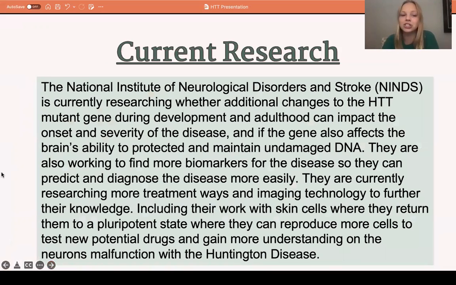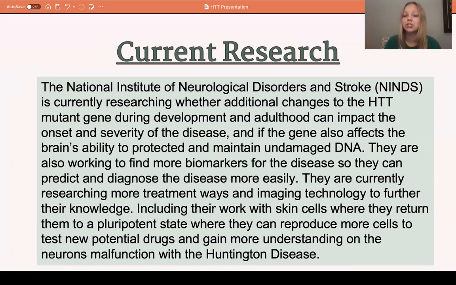So, current research, I looked up the National Institute of Neurological Disorders and Stroke, the NINDS, and they are currently researching whether additional changes to that HTT mutant gene during development or even adulthood can impact the onset or severity of the disease. They're also researching if the gene could affect the brain's ability to protect and maintain undamaged DNA, or if that's something that will continue on. They're working to find more biomarkers for the disease so that they can predict and diagnose the disease more easily and quickly, and see if that makes a difference.